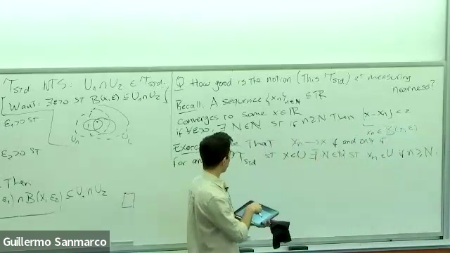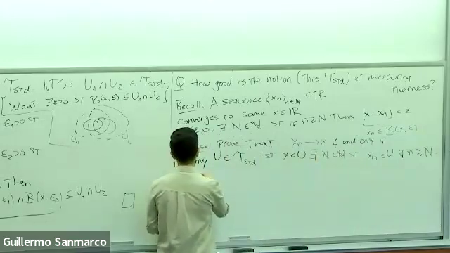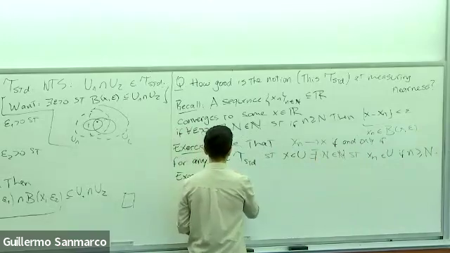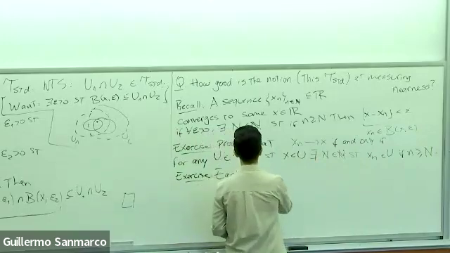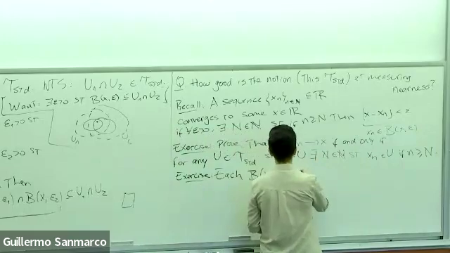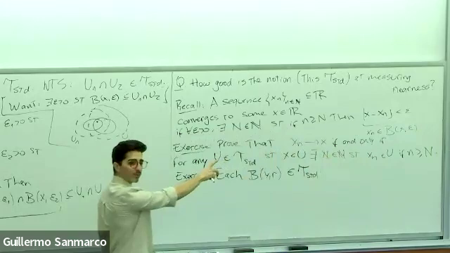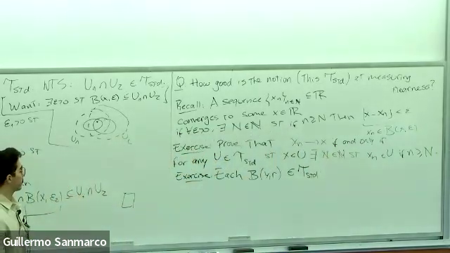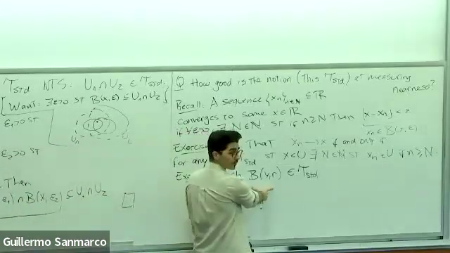And the other one I want to show here is that each open ball B(y, r) is in T standard. So here we're kind of using open balls to define the opens. But what I'm telling you is, well, the open balls happen to be open.